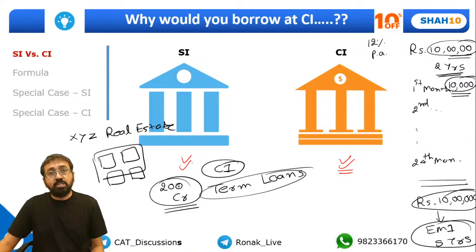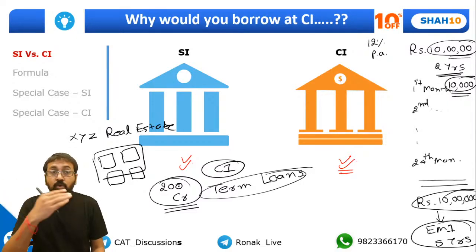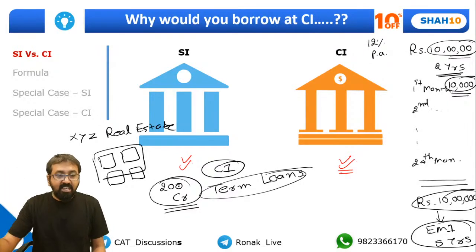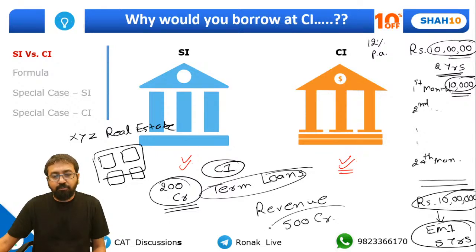He knows that this construction will take 2 years, and once the construction is over, it will take 1 more year for all the flats to be sold, right? And when all the flats are sold, he's expecting revenue of 500 crore, based on his past experiences.